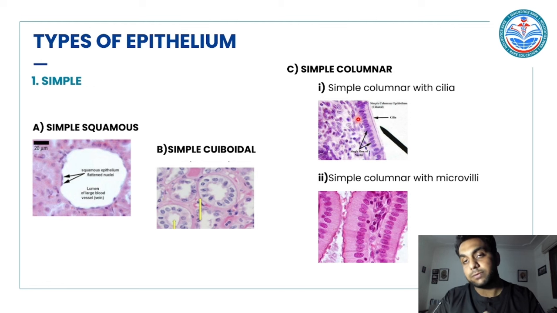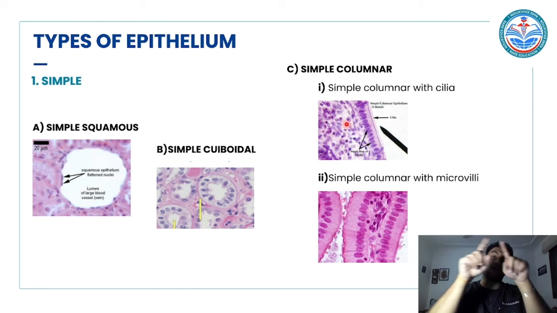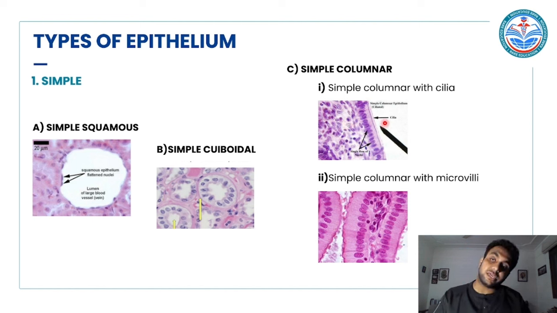Now look at this one. Here also I can see the nuclei very clearly. But in this, the cells are not cuboidal, they are columnar, they are column-like, they are like a rectangle. And then in this I can see something that is there on the top, like a hair, like a fur. So it is basically cilia.